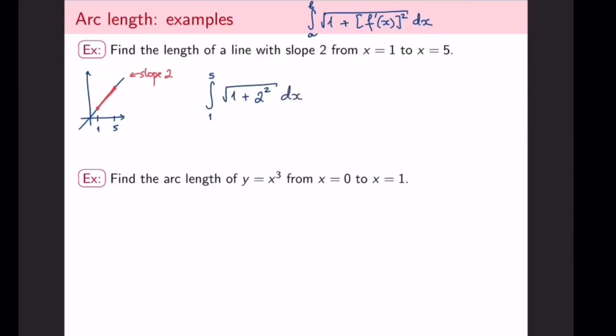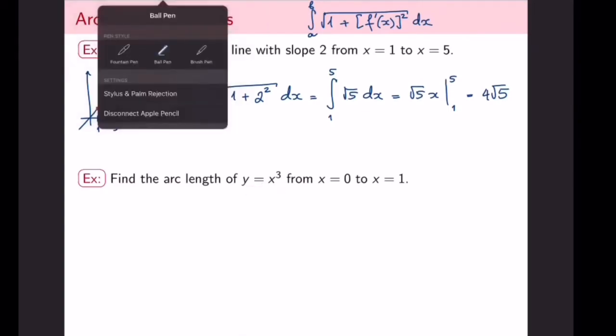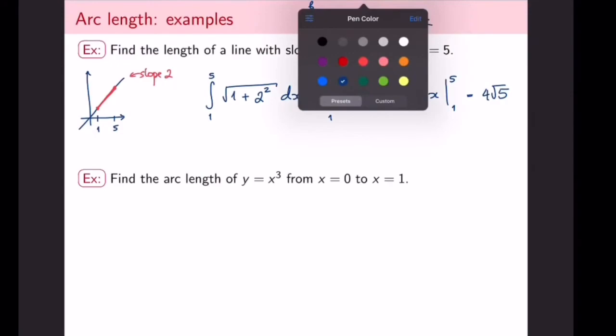Okay, here I can actually calculate this out. So this is going to be integral from 1 to 5 of root 5 dx. So it's root 5x, where x goes from 1 to 5. And if we plug it in, we're going to get 4 root 5. Okay, so the length of an arc you can always compute, and it should always be a number. Let's take a look at the next example where we are given the function explicitly. Again, let's just sketch it so we see what's going on. Okay, so I'm going to have y equals x cubed.